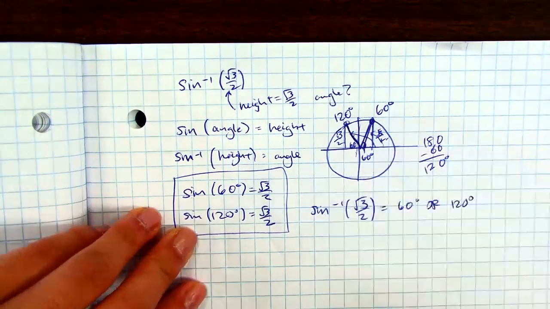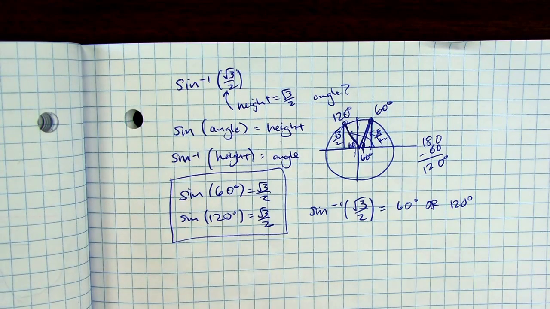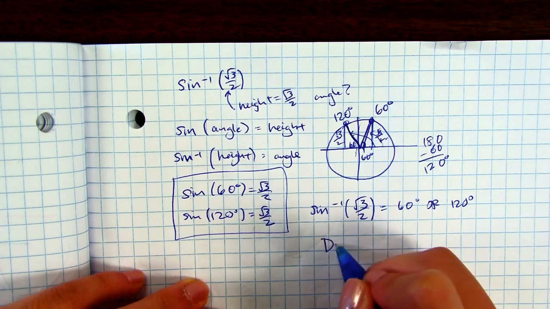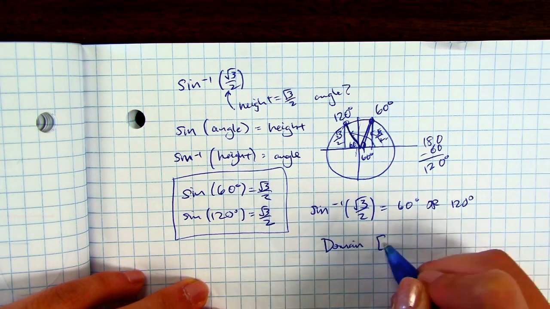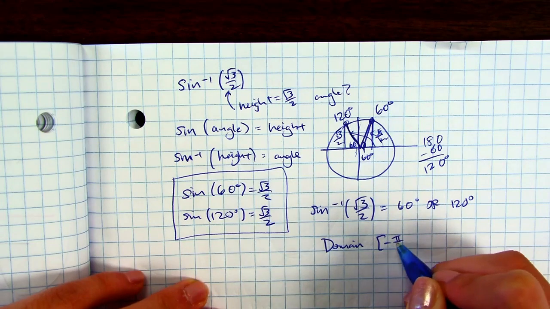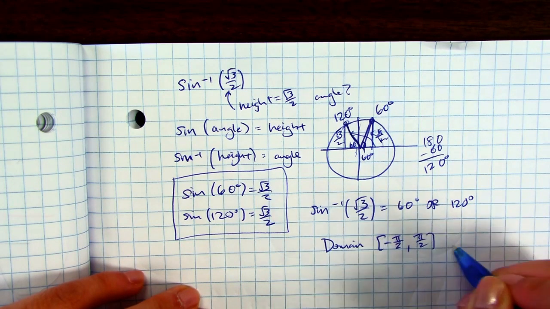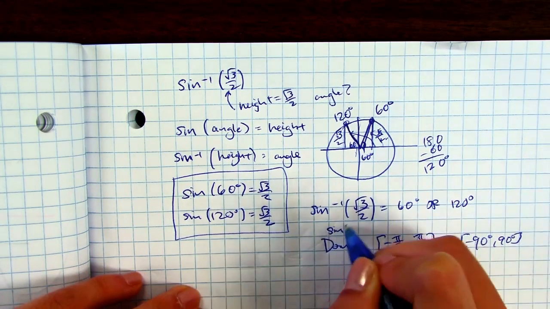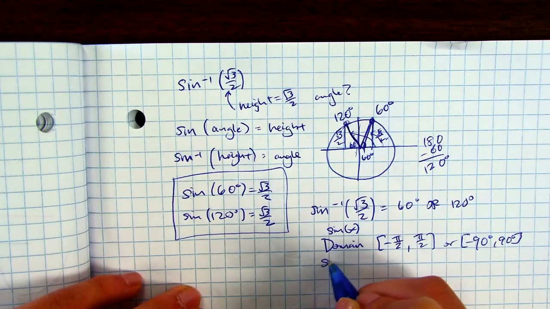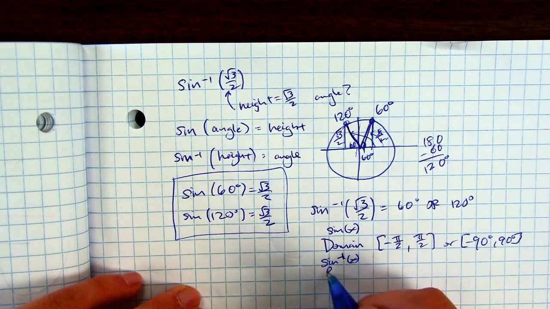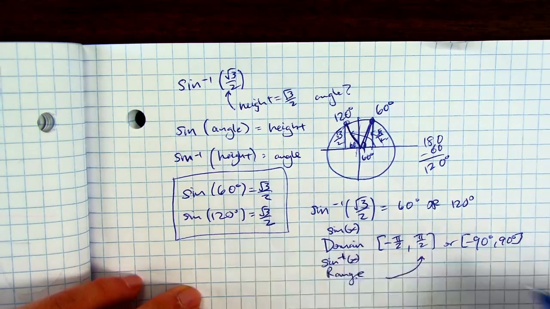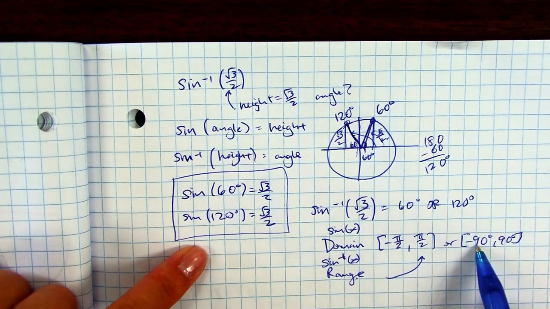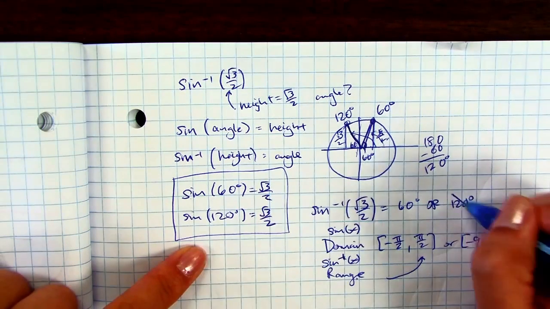Which one do you choose? You can only choose one. So go back and look at your domain for sine, and you'll notice that the domain restriction we've chosen for our sine function is from negative pi over 2 to pi over 2, or negative 90 degrees to 90 degrees. This is the domain for our sine function, which happens to be the range for our inverse sine function. Range is what we get back out. So the angle that we get back out needs to be between negative 90 and 90 degrees. Which one is it? Well, not 120, so it's got to be 60.